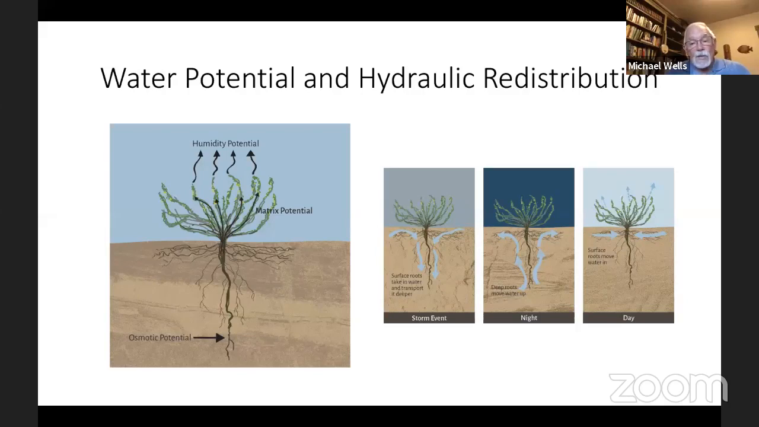Also, roots will tend to move water down into the soil. If you get a rainfall and water near the surface, well, the water potential is greater deeper down, and so the water will travel through the roots down into deeper soil, which helps conserve water for the plants.